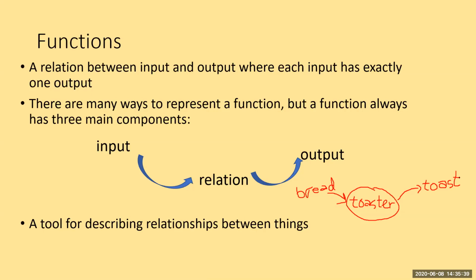If you put one piece of bread into your toaster and then you got two pieces of toast out of your toaster, well then congratulations, you have a magic toaster. And that toaster is no longer a function. So a function is a special relationship between input and output where each input has exactly one output.